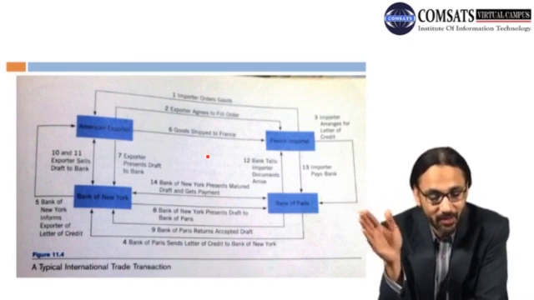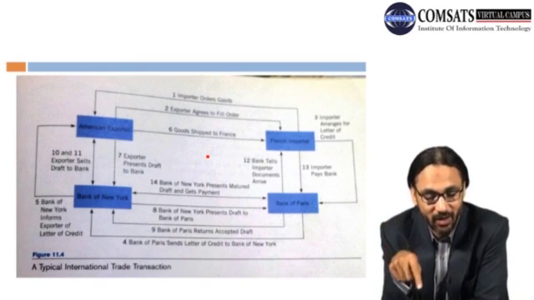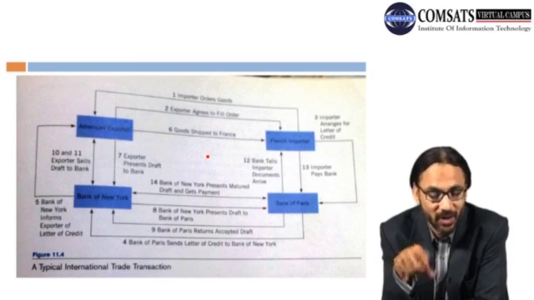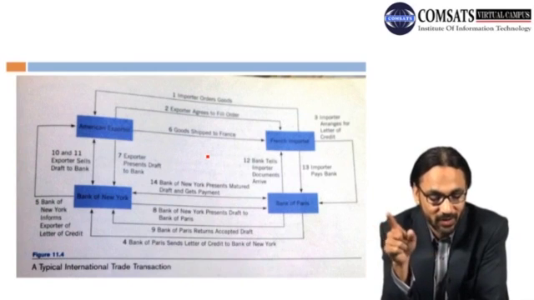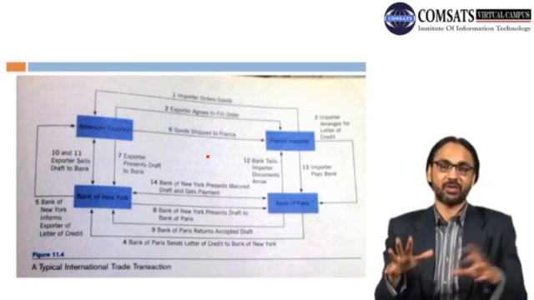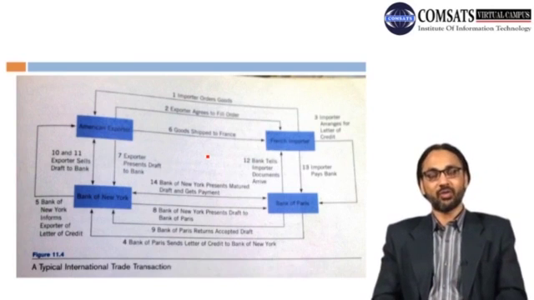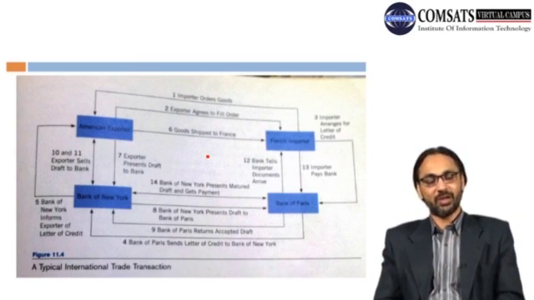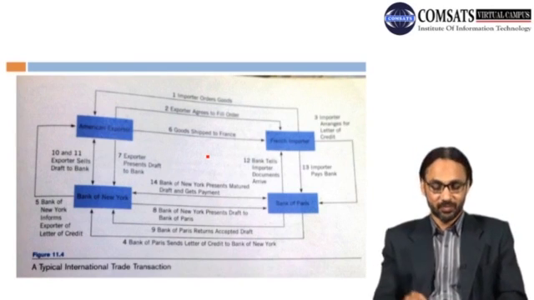On the other hand, in number 12, the Bank of Paris tells the importer the documents have arrived. And once the documents have arrived, the importer pays the bank. The importer gives the money to the bank. This is point number 13, and the whole transaction is completed. And what's the role of the bank? They get their commission, and the transaction is executed smoothly.